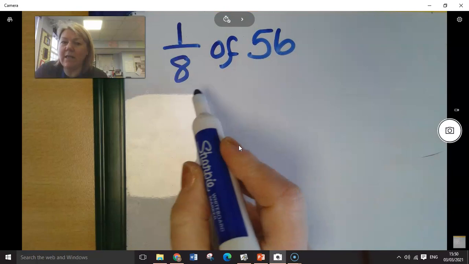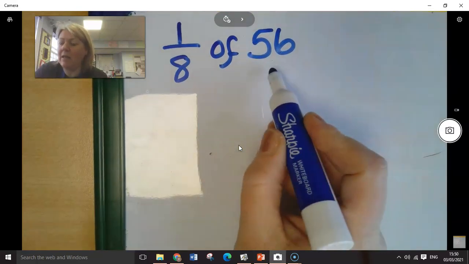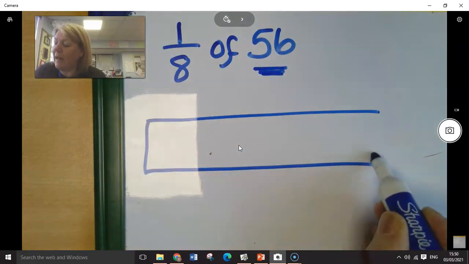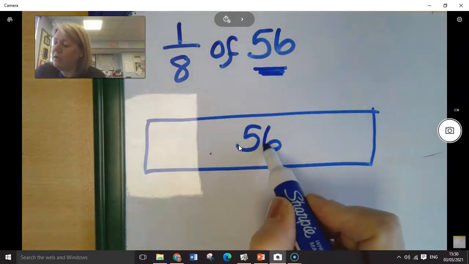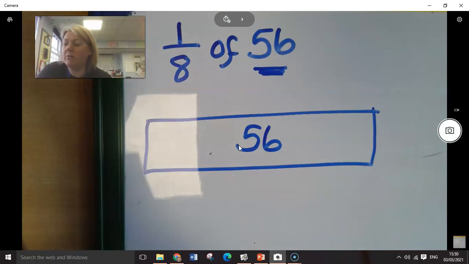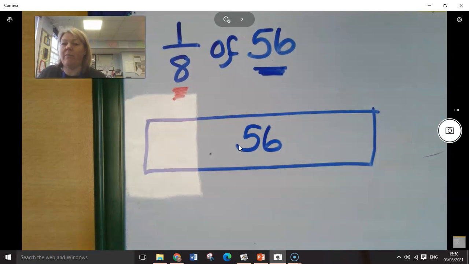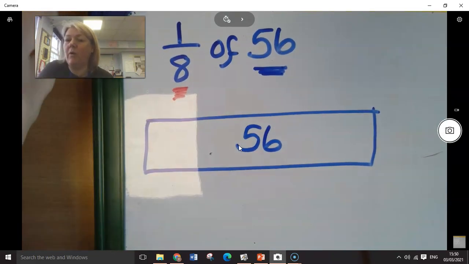So I can see that I've got to find 1/8 of 56. So my whole is 56. Now, what times table could I use? I could use my 8 times table here to support me with this, if you know it, if you're confident.